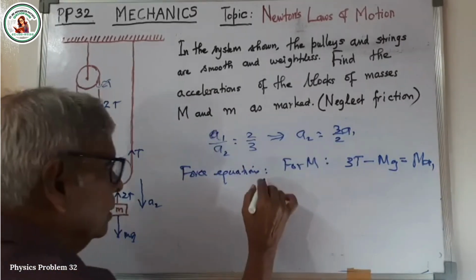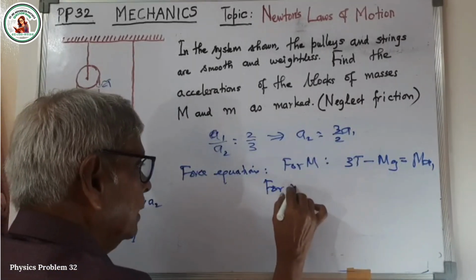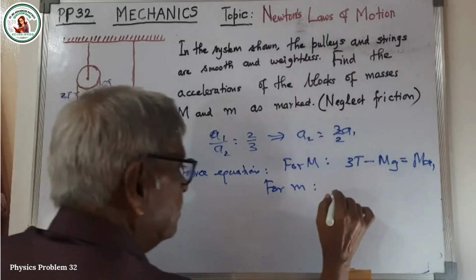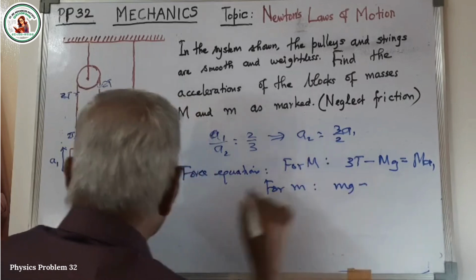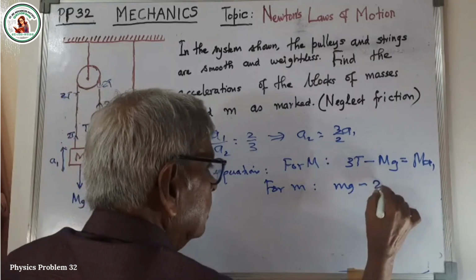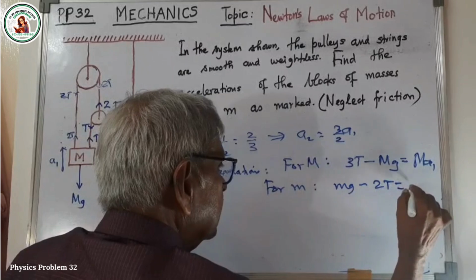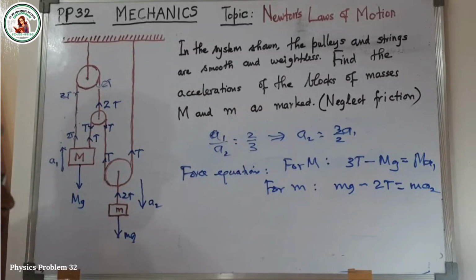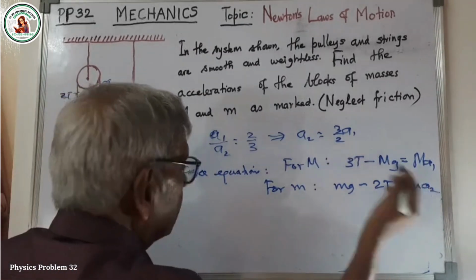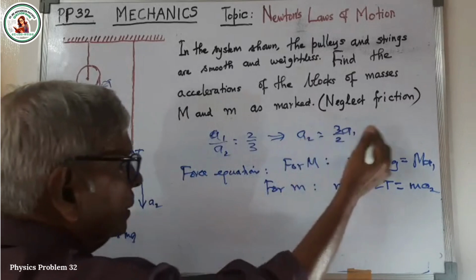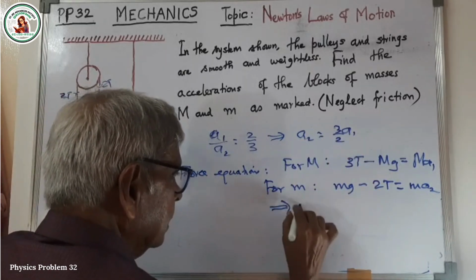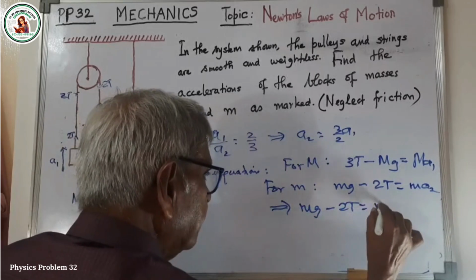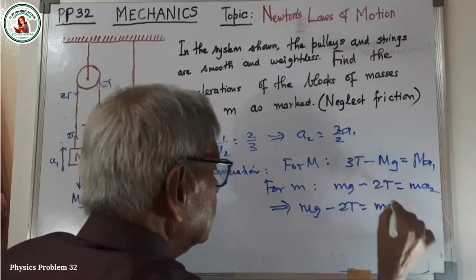Then for the small m, positive force is, weight is the positive force mg, minus tension 2T is the negative force, giving us m times A2. So since we solve for A1 first, we use the substitution, so the second equation becomes mg minus 2T is equal to m times 3 by 2 A1.